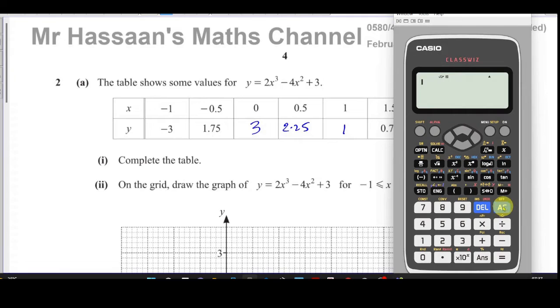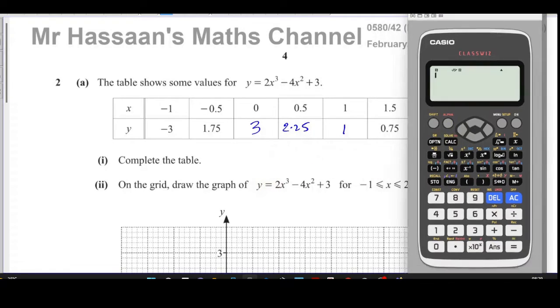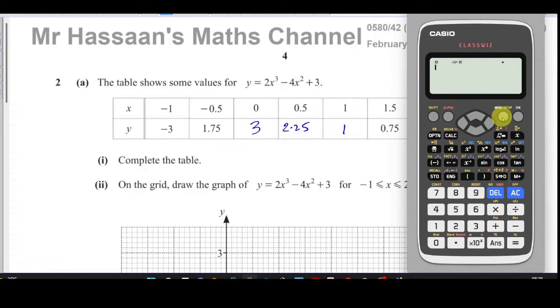Alternatively, you could set this up in basically a table. Another way we can check to see if the table is correct is to use the table function. If you go to menu and go down to the table function, which is number 9, you press 9 here. You put in the function: 2x cubed, minus 4x squared, and then plus 3. Then you press equals, and it will ask you if you want to put another function, which we don't; it's the only function we want to use.